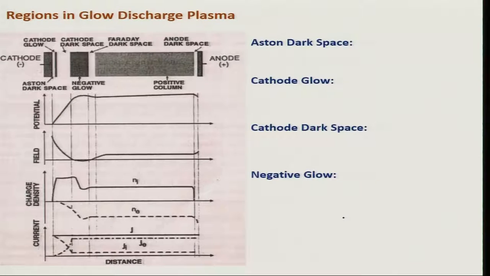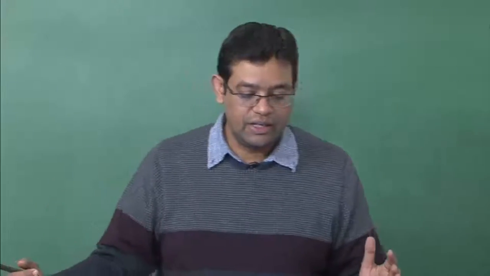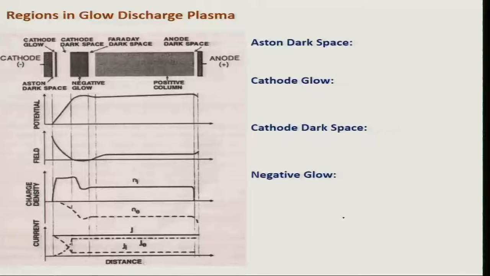Now if you have a plasma between two electrodes, there are different regions of the plasma; it is not uniformly distributed. These different regions are shown in this diagram on the top, and how the potential field V, electric field, charge density, number of ions and electrons, and the current vary in these regions is shown below this diagram. We will discuss a few of these regions which are most important to us.